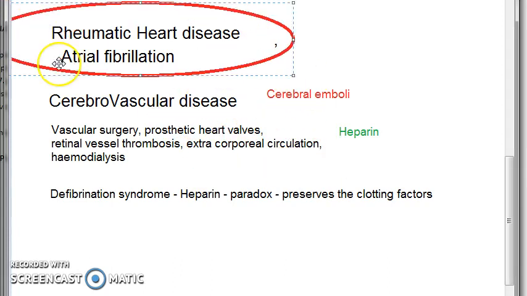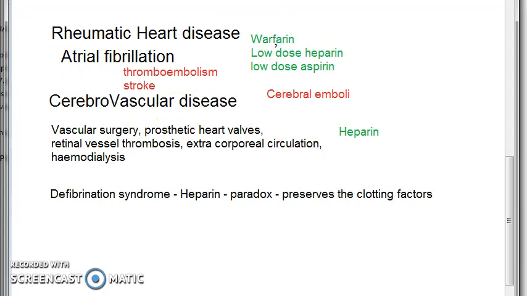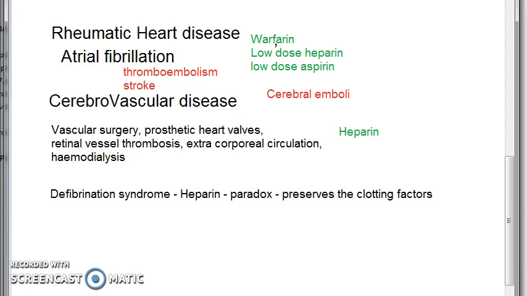Let's move on to rheumatic heart disease, atrial fibrillation. Here you want to control the thromboembolism that may occur because of atrial fibrillation, and also control stroke. So you will give warfarin, low dose heparin, or low dose aspirin. There is the stroke prevention in atrial fibrillation trial, and warfarin is more effective. Fine, so you give warfarin. Guys, this is a wake up call. Please wake up. Pay attention here.